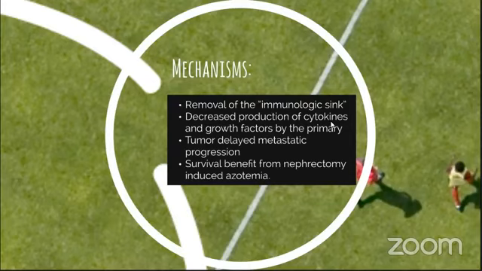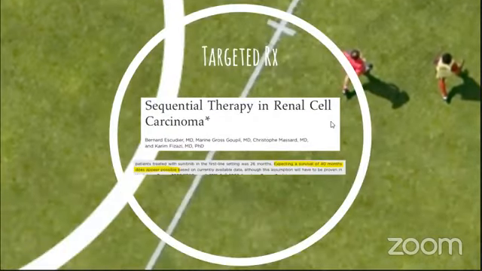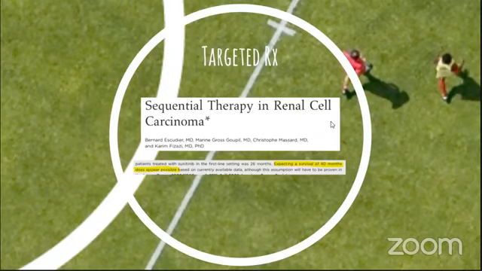Postulated mechanisms, as you all know, are probable removal of an immunologic sink, decreased production of cytokines, delayed metastatic progression, and also azotemia induced by nephrectomy, which can be beneficial to the patient. In fact, some have even gone on to say that because of the introduction of targeted therapy in the management of metastatic RCC, if we add cytoreductive nephrectomy to these, then the 10-month median overall survival I just spoke about could be extended to around 40 months after inclusion of targeted therapies.